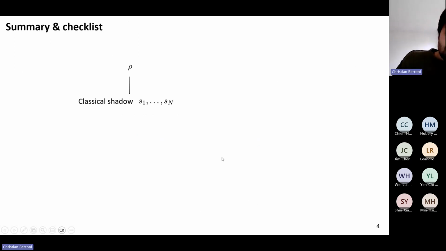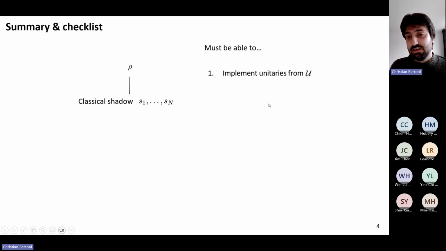So let's say that we actually want to implement this protocol in practice in some lab. There are a number of prerequisites and things that we must be able to do. So the first step is that from rho, we want to extract this classical shadow. And the very basic prerequisite of this is that we must be able to implement the unitaries from this curly U ensemble that we picked.